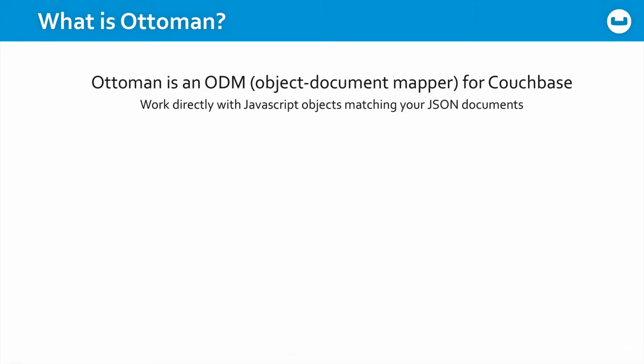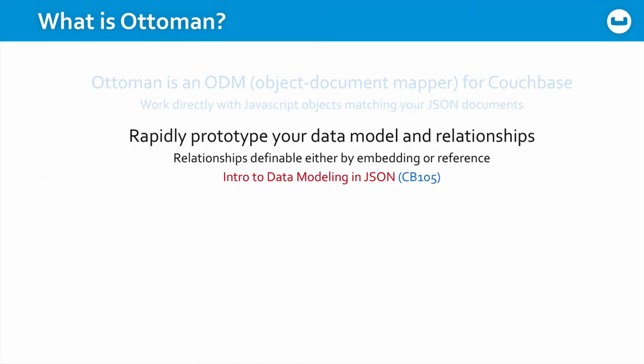Ottoman is an object document mapper for Couchbase. It allows you to work directly with JavaScript objects that you define in your code to correspond to the JSON documents that you're supporting for your application. It allows you to rapidly prototype the data model of your application and the relationships within this overall model. The relationships are definable either by document embedding or document reference. You'll understand the significance of this difference if you've taken our Intro to Data Modeling in JSON course.